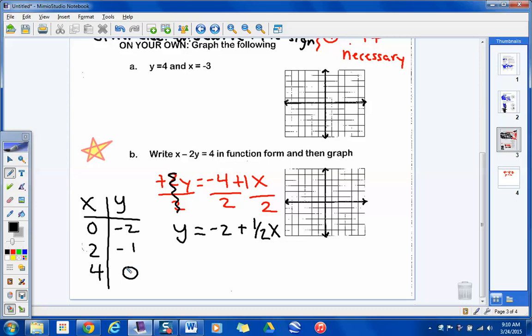Got some points to plug in, right? 0, negative 2 is right down here, down 2 units. My next point, right 2, down 1. My last point, right 4 and up 0. Are my points in a line? Yes. Okay.